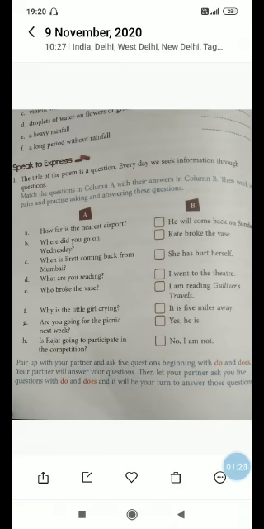What are you reading? I am reading Gulliver's Travels. Who broke the vase? Kate broke the vase. Broke is the past tense of break. Vase means flower pot. Why is the little girl crying? She has hurt herself. Are you going for the picnic next week? No, I am not. Is Rajat going to participate in the competition? Yes, he is. So just match the questions with the answers.